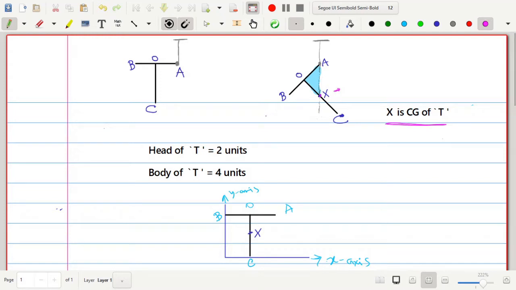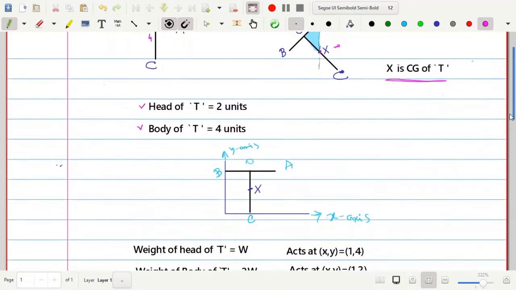For the calculation, we assume that the head of T is 2 units and the body of T is 4 units. So the head is 2 units, so this is 1, this is 1, but this is 4. For any other lengths, one can also easily calculate. So actually we want to find the CG of the body T.